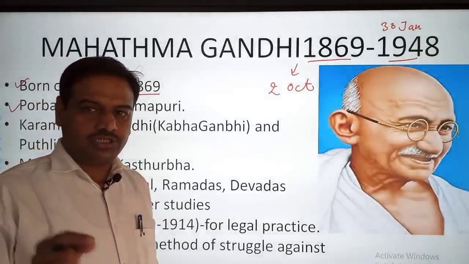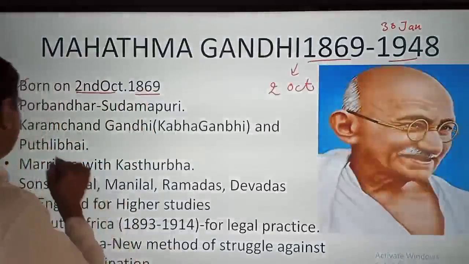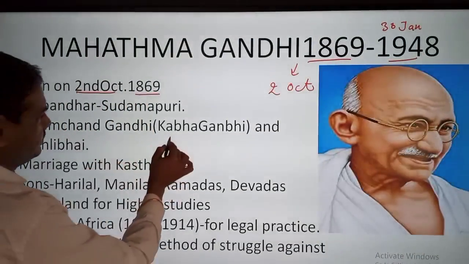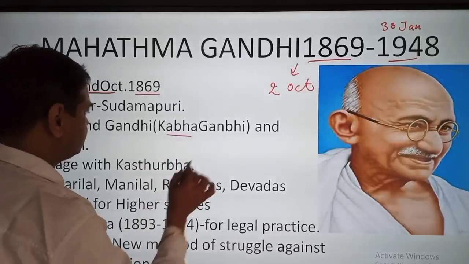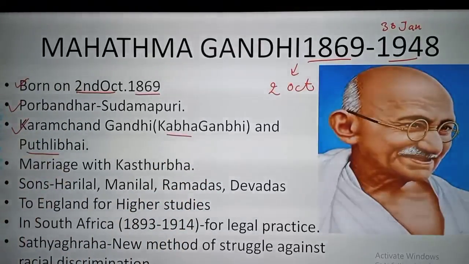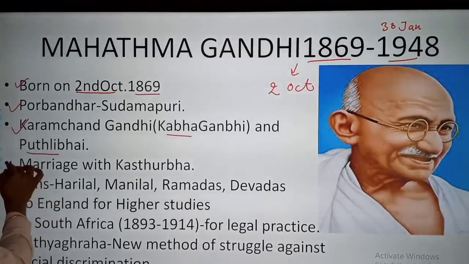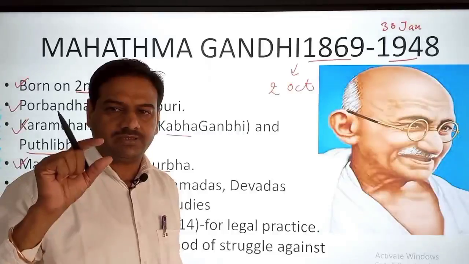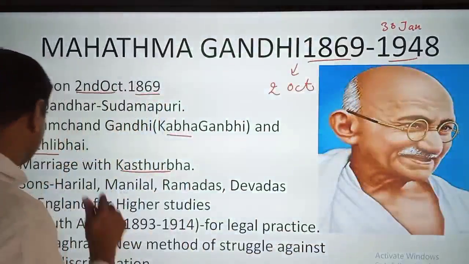He was born in a middle class family, and his father's name was Karamchand Gandhi, also called Kaba Gandhi, and Putli Bai was his mother. He was married to Kasturba Gandhi. She also played an important role in the freedom struggle of India.